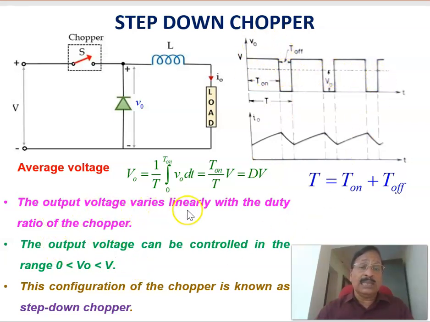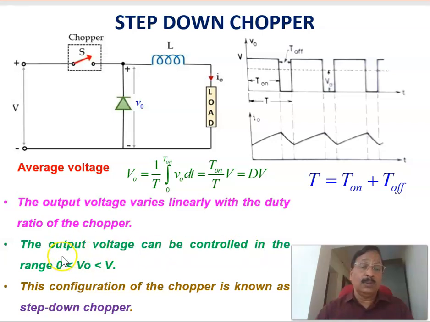Therefore, the output voltage varies linearly with the duty ratio of the chopper. D into V is the average output voltage. If you change the duty ratio, for example to 0.1, the output voltage is 0.1 times V. If you make it 0.9, it is 0.9 times V. If it is 0.5, the output voltage equals V by 2. Therefore, by controlling the duty ratio of the switch, you can control the magnitude of the output voltage.